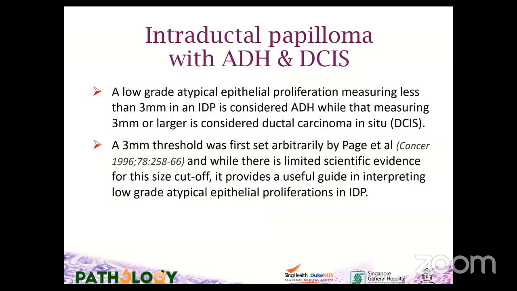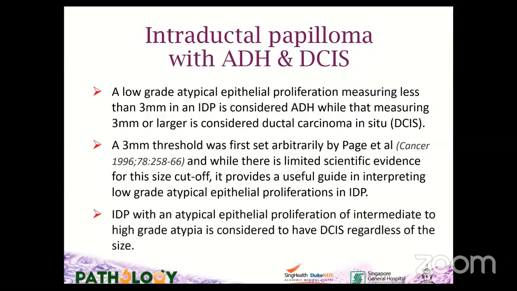This 3 mm threshold was first set arbitrarily by Dr. David Page some years ago, and while there is limited scientific evidence for this size cutoff, it does provide a useful guide when interpreting low-grade atypical epithelial proliferations within intraductal papillomas. It's important to note that if the intraductal papilloma contains an abnormal epithelial population of intermediate to high-grade atypia, it is considered as having DCIS regardless of the size.